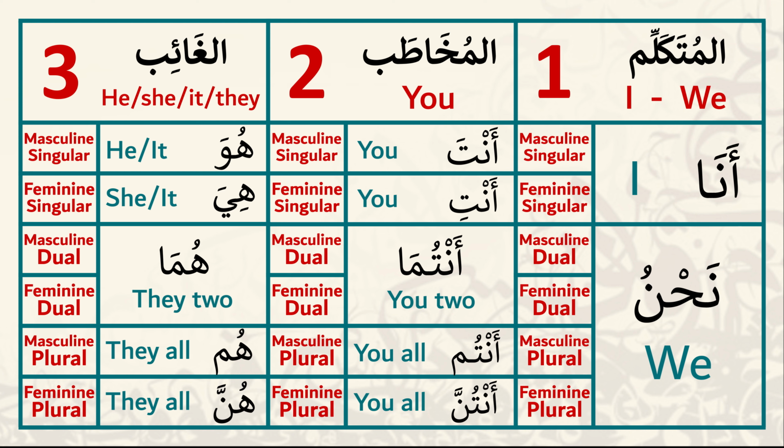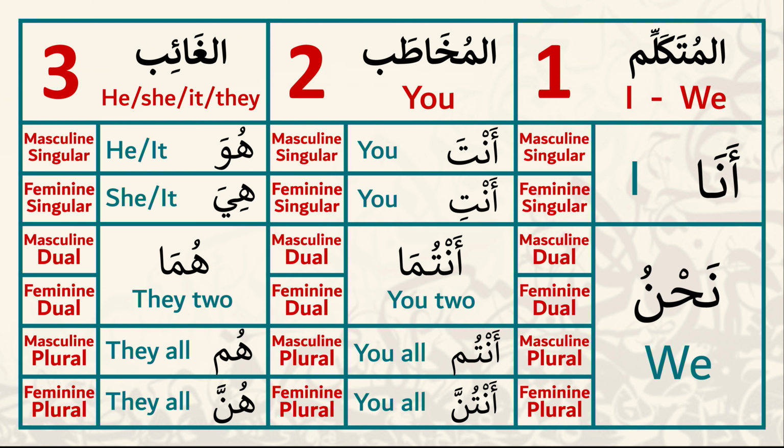Moreover, dual and plural pronouns have the same last letters for both second and third persons. For dual, it ends with the same two letters, mim alif. أنتما هما. For masculine plural, it ends with mim only. أنتم هم. And for feminine plural, they both end up with letter noon. أنتن هن. And that's it. This is the full image of personal pronouns in Arabic.